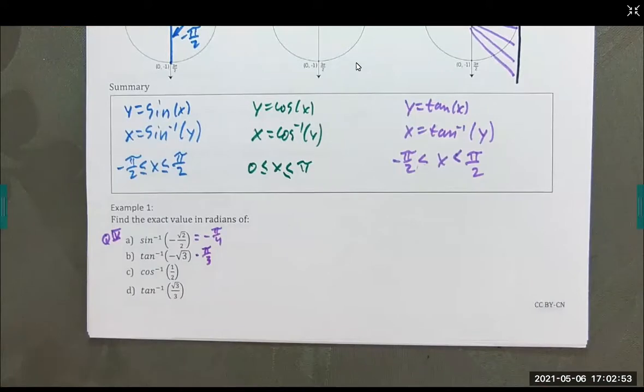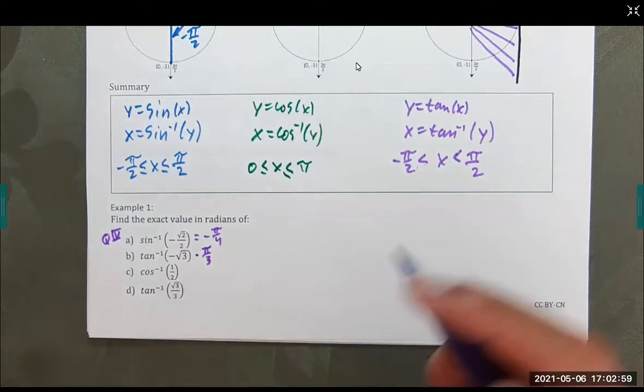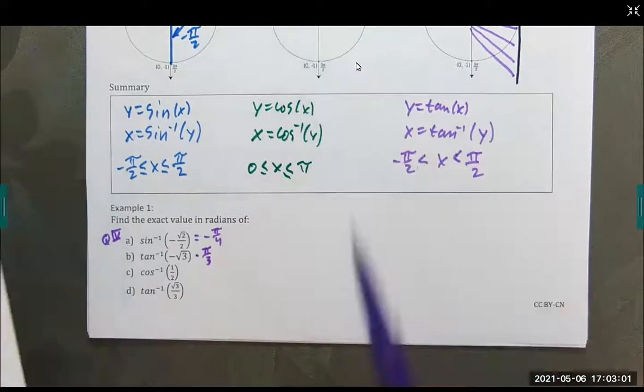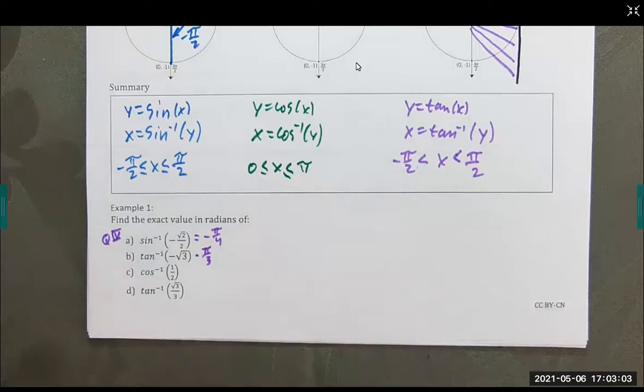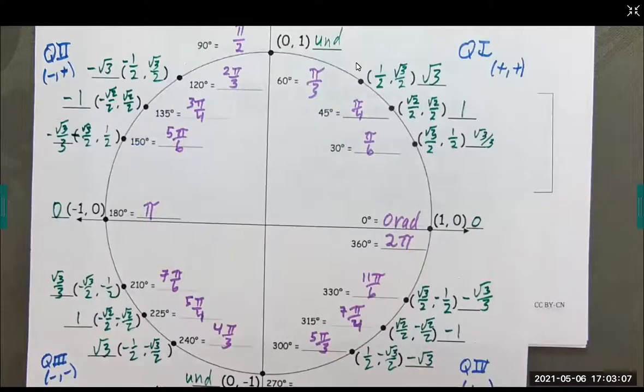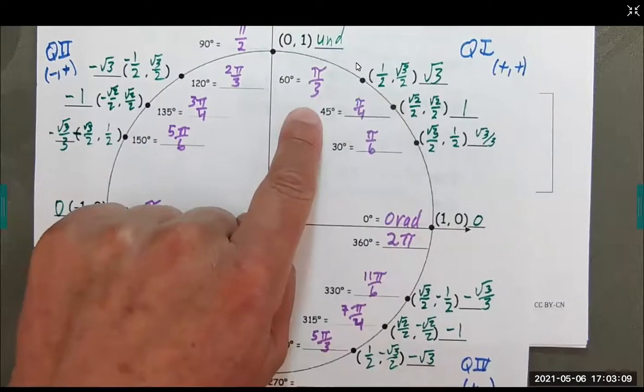Inverse cosine. A cosine is positive in quadrant 1 and in quadrant 4. However, cosine only exists in quadrants 1 and 2. So we're definitely going to be in quadrant 1. Where is cosine, or the x, positive 1/2? Right here at pi over 3.